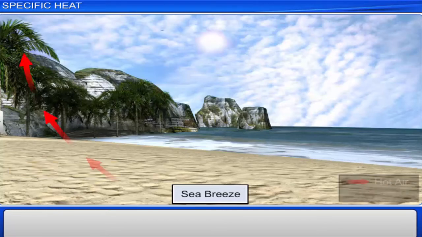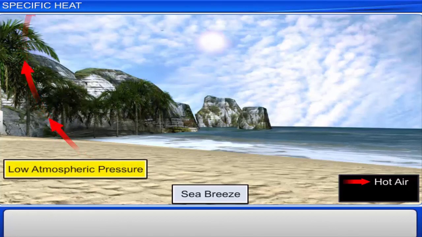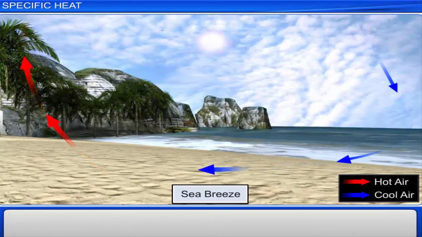Thus, the air above the land gets heated and the hot air rises up. As a result, the atmospheric pressure over the surface of the land decreases. The colder air from the surface of the sea then blows towards the land, giving rise to sea breeze.